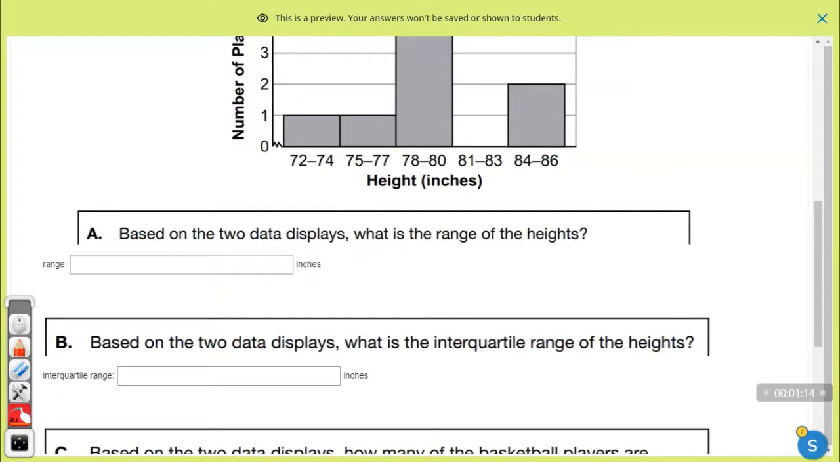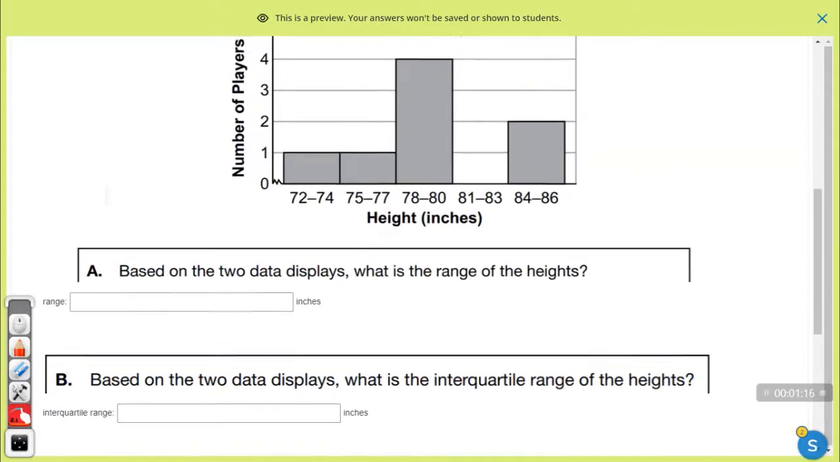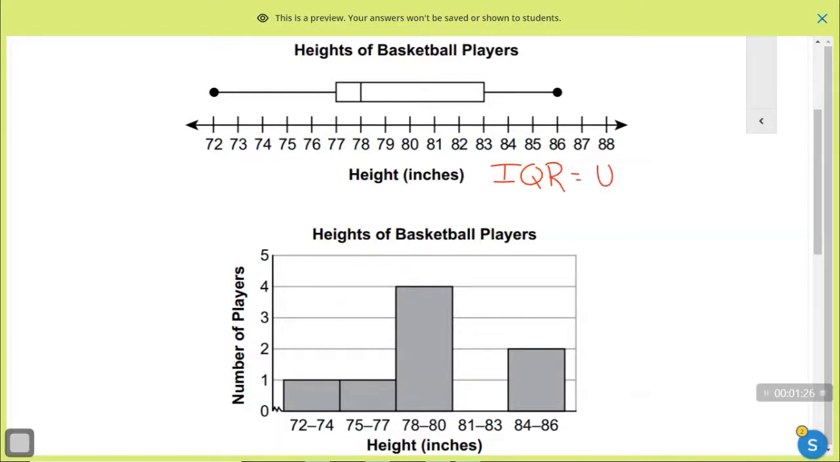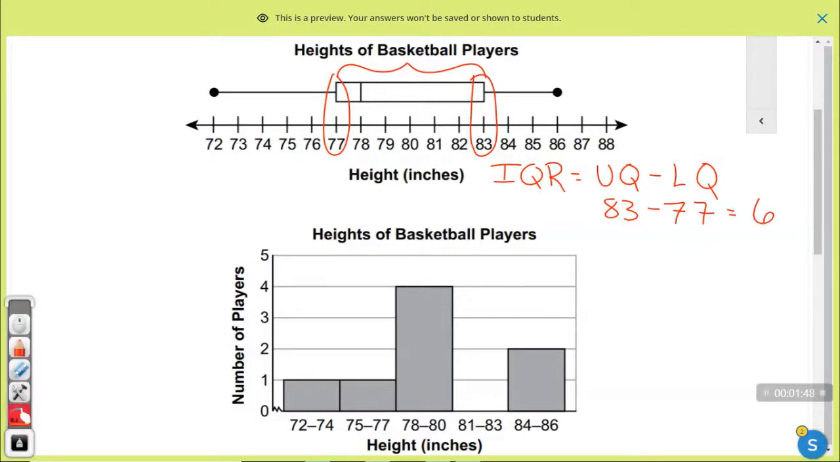B: based on the 2 data displays, what is the interquartile range of the heights? Well, just like the range, the interquartile range can be found from our box and whisker plot. However, this time the interquartile range is our upper quartile, also known as our 3rd quartile, minus our lower quartile, also known as our 1st quartile. It's the ends of our box. The interquartile range is asking how far this box spreads. It goes from 77 all the way up to 83, so I just do 83 minus 77 to get an interquartile range of 6. Let's take a look at C.